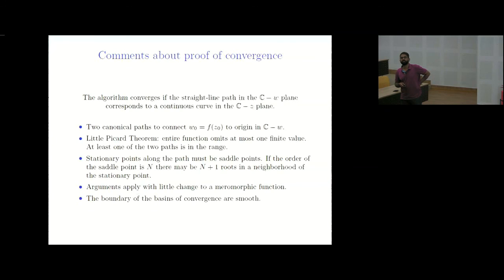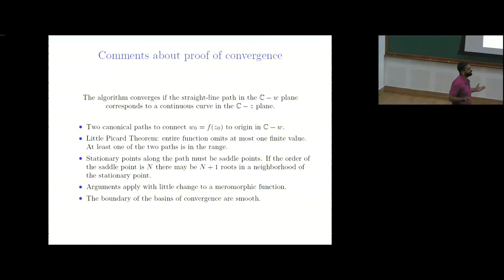I just want to say a couple of things about the proof. I'm not going to go through the proof, but you can basically show global convergence, and you have to use the Little Picard theorem, which made me very happy because I've never actually used this theorem to prove something. It's a really cute theorem that says an entire function can omit at most one finite value. I have at least two possible canonical paths starting at any given location, which means I can always do this. There is always a path, there's always an inverse image for any path in the W plane I draw. I can find an appropriate path. And if the path exists, that means the solution to the differential equation exists, and it will converge.